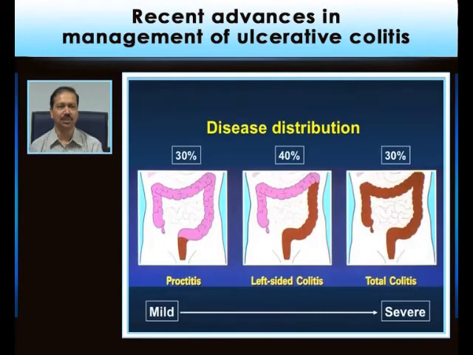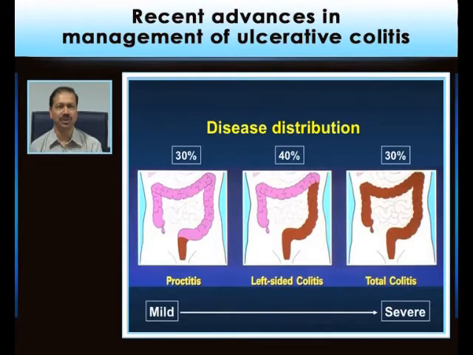Ulcerative colitis may be proctitis in 30% of the patients, 40% left-sided colitis where the disease extends up to the splenic flexure, and when the disease extends up to hepatic flexure or beyond, this is called total colitis, this is 30%. Mild disease is often associated with the proctitis, and severe disease is often associated with the pancolitis.